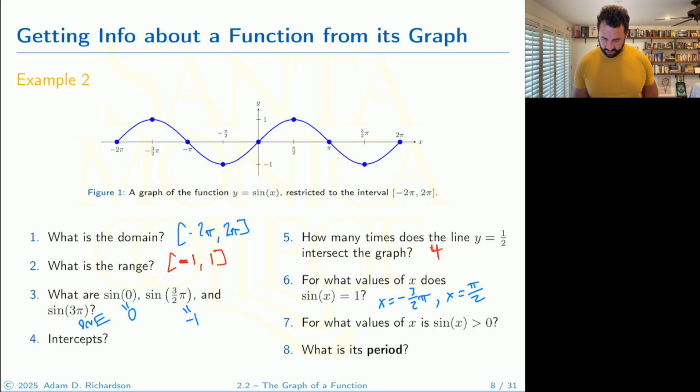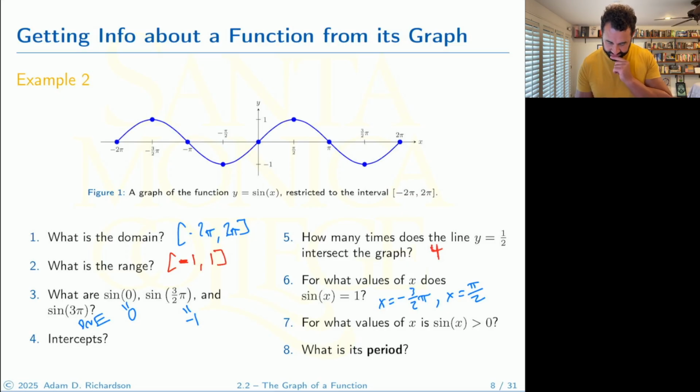The next question says, for what values of x is sine of x positive? Let's think about this for a second. This just means, when is the output positive? And the beauty about a graph in this situation is we can see the result by looking at it. Remember, if the output is positive, that means it's going to lie above the x-axis, because the y values are positive when they're above the x-axis. So what we're really looking for is, where does this graph lie above the x-axis? I see a bunch of places where that's happening.